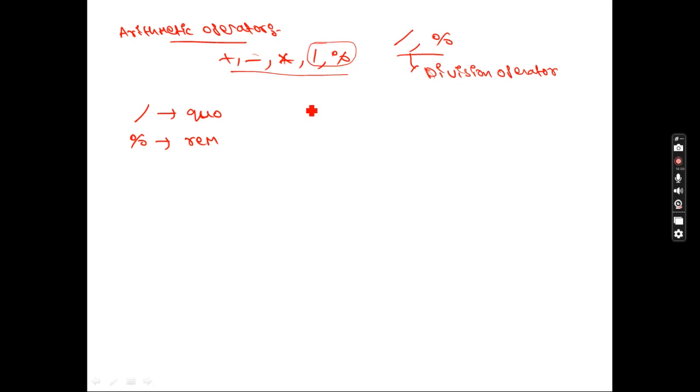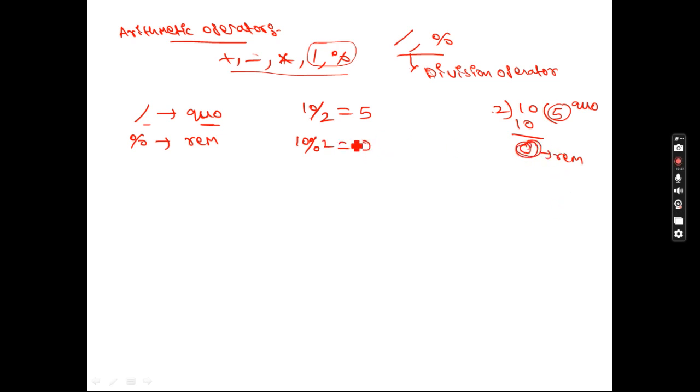Suppose I write 10 divided by 2. Remember which symbol I use? Slash. Generally, 10 divided by 2 means you write 2 and 10 like this. 2 fives are 10. So which symbol did I use here? Slash. And slash always gives what? Quotient. Which is the quotient here? This is the quotient, and this is the remainder. So the answer you get here is 5.